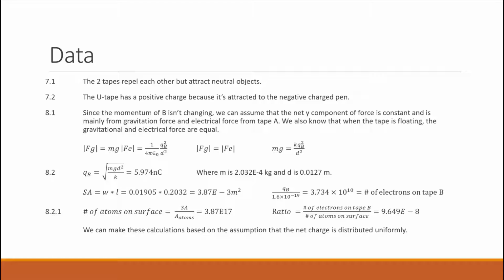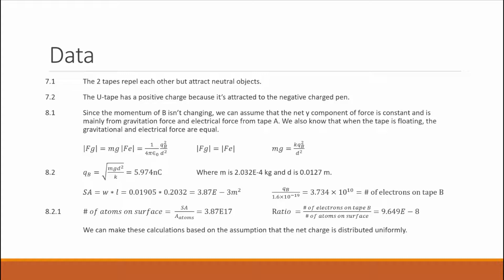Using algebra, in this case I named the charge QB. So QB equals the square root of mass times gravitational acceleration times the distance between the two charges squared, over k, which is a constant. Once we did that, I came out with the answer 5.974 newton-coulombs, which is also 5.974 times 10 to the negative 9 coulombs.